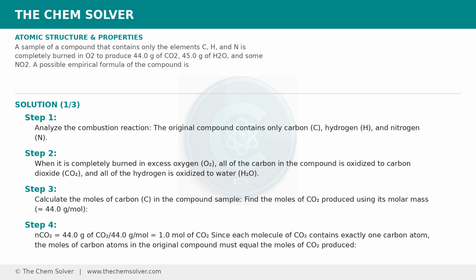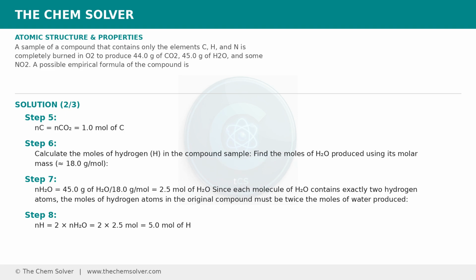Find the moles of CO2 produced using its molar mass. Approximately 44.0 grams per mole. nCO2 is equal to 44.0 grams of CO2 over 44.0 grams per mole, which equals 1.0 moles of CO2, since each molecule of CO2 contains exactly one carbon atom. The moles of carbon atoms in the original compound must equal the moles of CO2 produced. nC equals nCO2, which is equal to 1.0 moles of C.